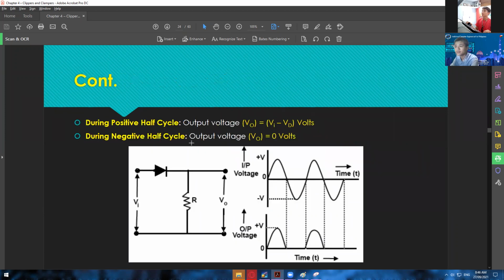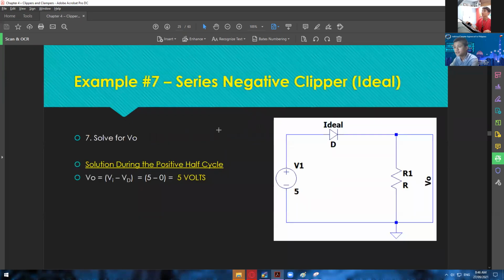These are the things that you can defer to upon computing the voltage output on the positive half cycle: VI minus VD. And during the negative half cycle, of course, all throughout this is 0 volts. Without further ado, let's start with example number 7 on the series negative clipper.